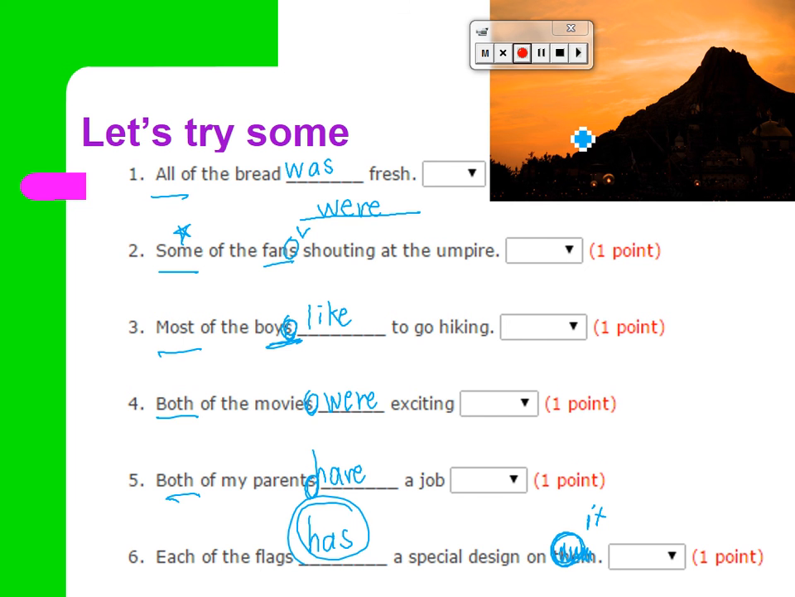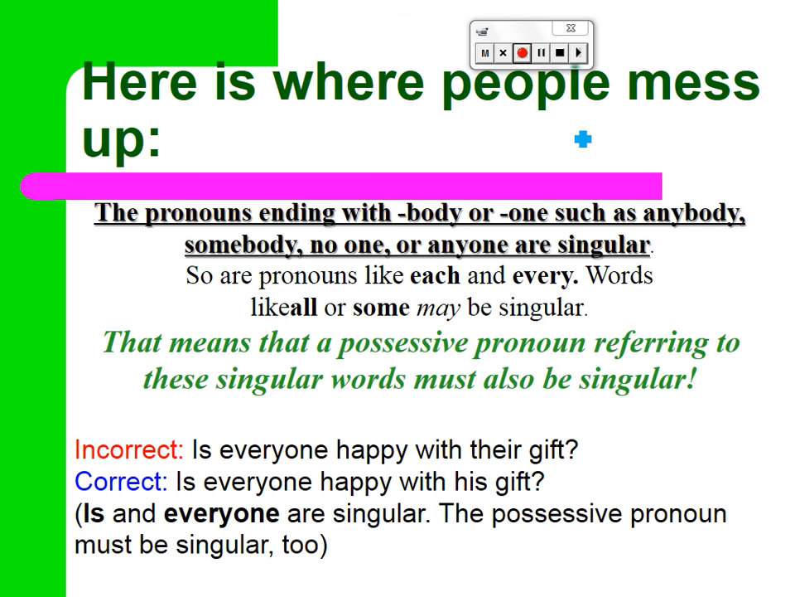All right, and then let's see if there's any more examples. Here's where people mess up. Okay, so this is what I was talking about before. Be really careful. The pronouns ending with one, body, or thing. Okay, anybody, somebody, no one, anyone, everything. They're singular. Okay, so are pronouns like each and every. Words like all or some may be singular or plural. So that means you have to be super, super careful with the context in this situation.